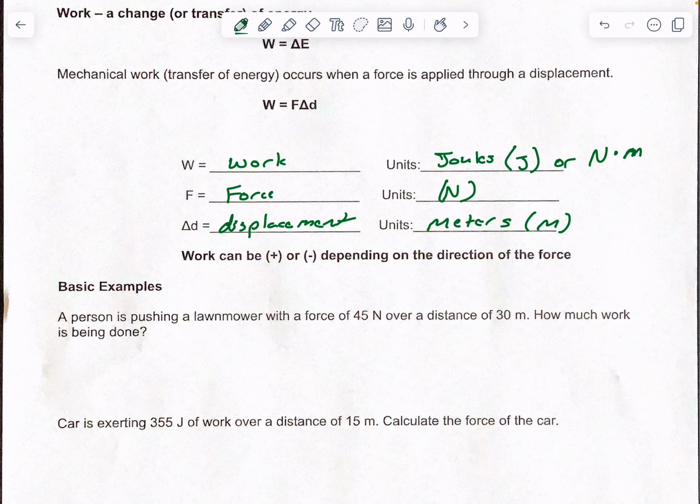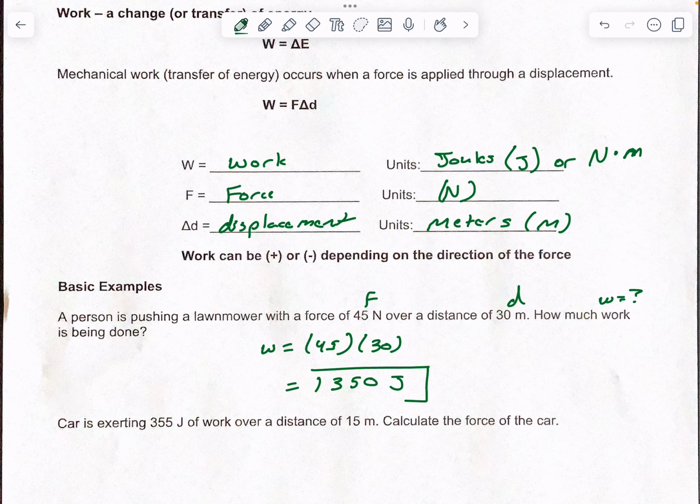We're going to start off with some basic examples. A person is pushing a lawnmower with a force of 45 newtons over a distance of 30 meters. How much work is being done? You're looking for work. Work equals force times distance, so 45 times 30, and you're going to get 1,350 joules.